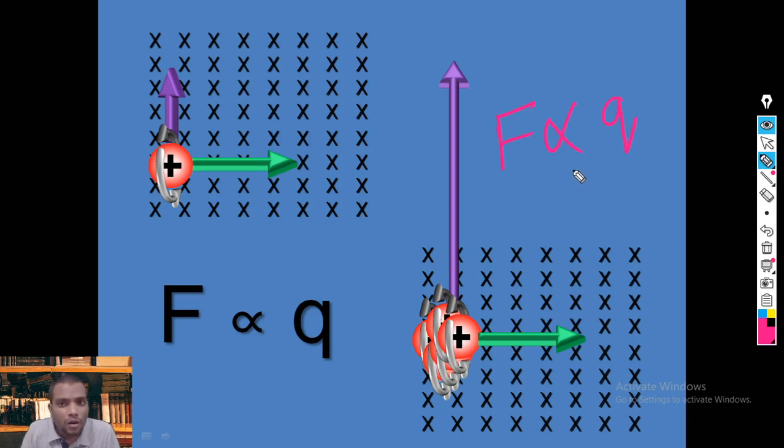The force on the moving charge in a magnetic field is directly proportional to the magnitude of the charge.